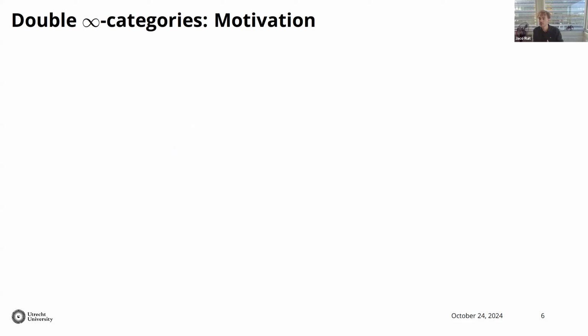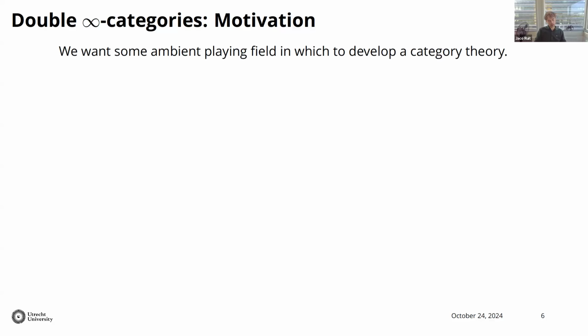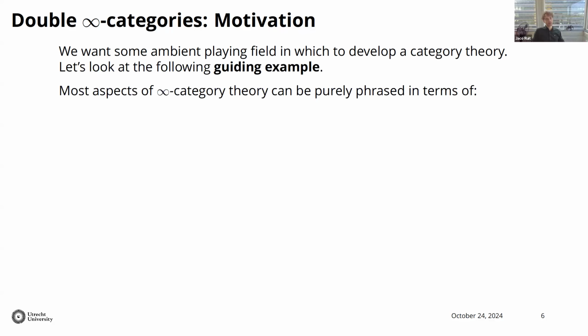So maybe you have not seen the definition of pro-arrow equipments, and I keep saying this word, so I want to motivate this a bit. Essentially, we want some ambient playing field in which to develop category theory, by which I mean you have all these different variants of category theories, and whenever you have a variant, you want to put it in an ambient categorical structure and then develop the category theory internal to this ambient categorical structure. So what should this categorical structure be? And I just want to highlight a guiding example.